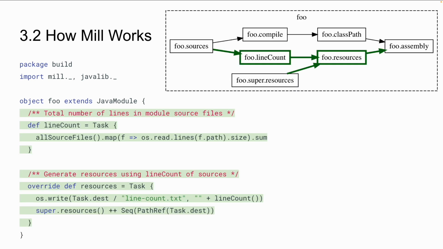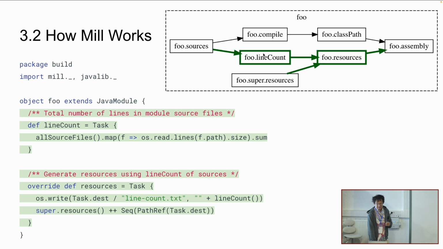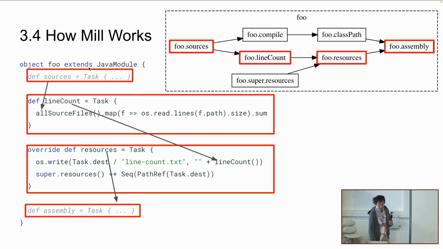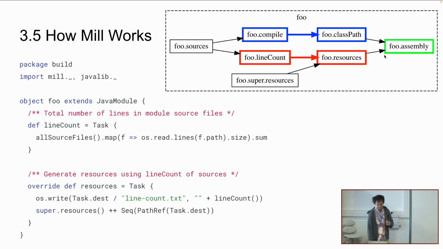So if I add a new method line count here, and I override resources down here, what we saw earlier, the method call graph changes, as we see in the top right, and in the same way, your build task graph also changes. If I show the sources and assembly down here, just to show you the thing that was actually inherited, you'll see that the data flow graph through your methods, where sources gets used here, line count gets used here, resources gets used here, is exactly the same as what we have conceptually in your build.